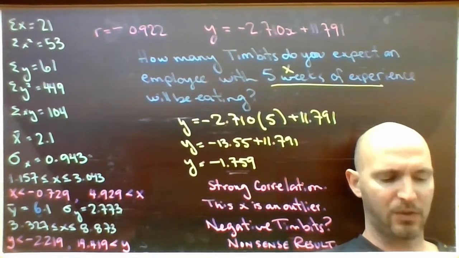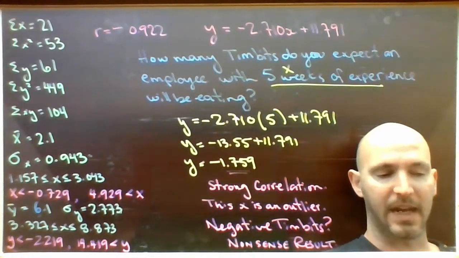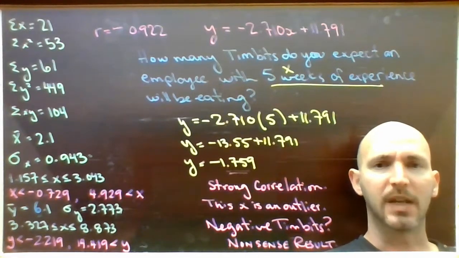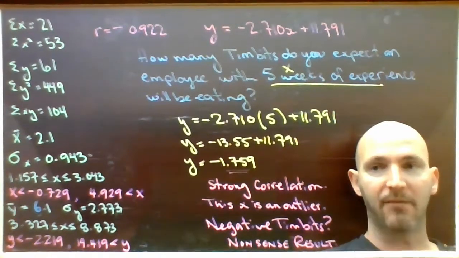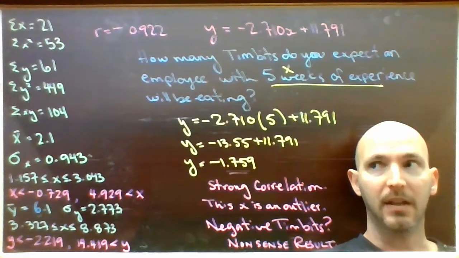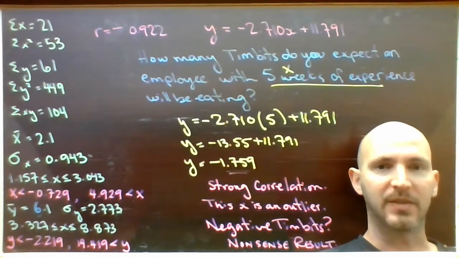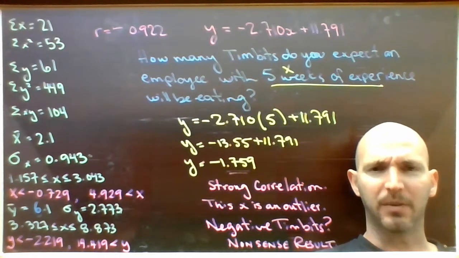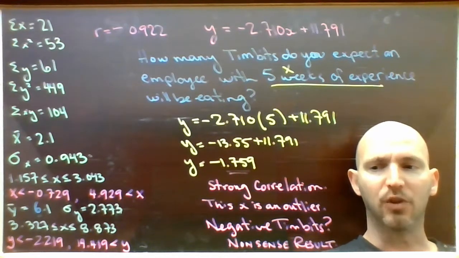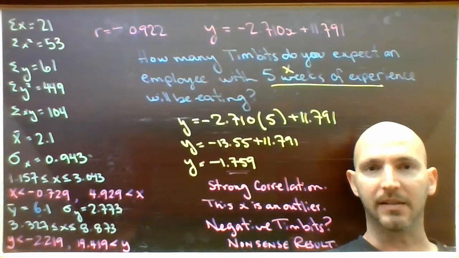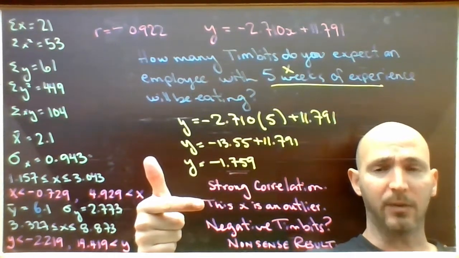I think the closest to sensible interpretation of this negative would be that when this person shows up for their shift, they bring 1.759 Timbits with them, so that their negative consumption looks like production of Timbits. But even under that interpretation, I certainly hope that after 5 weeks of experience, your body doesn't start to excrete Timbits that then go on the shelf for people to buy, because I mean that's gross, unsanitary.